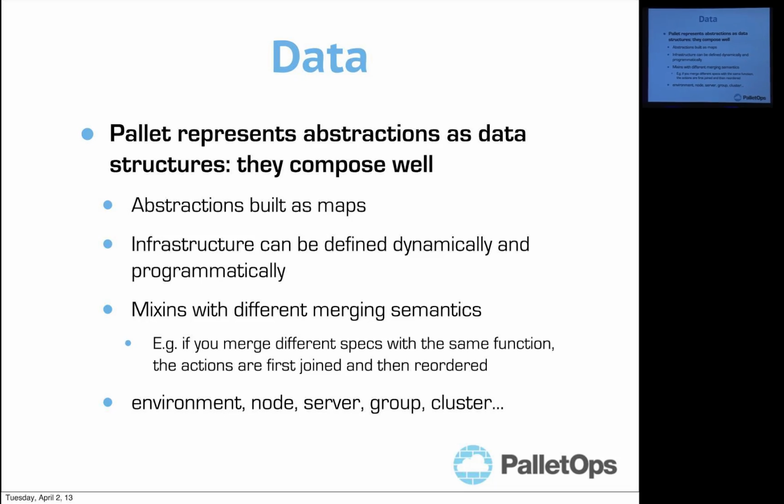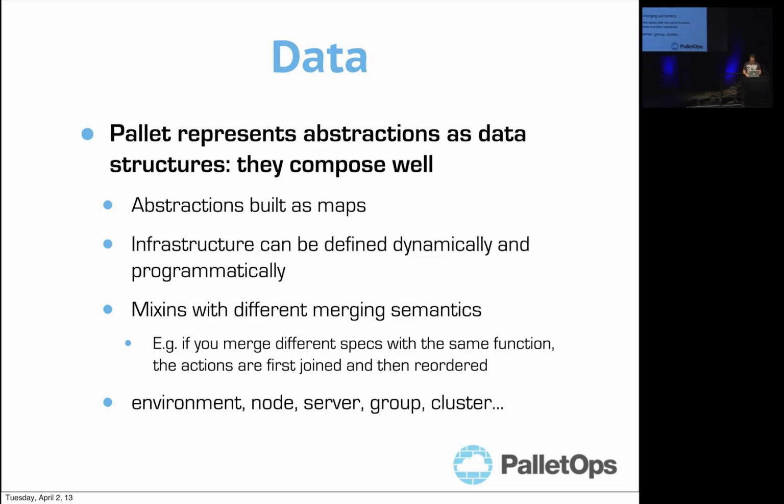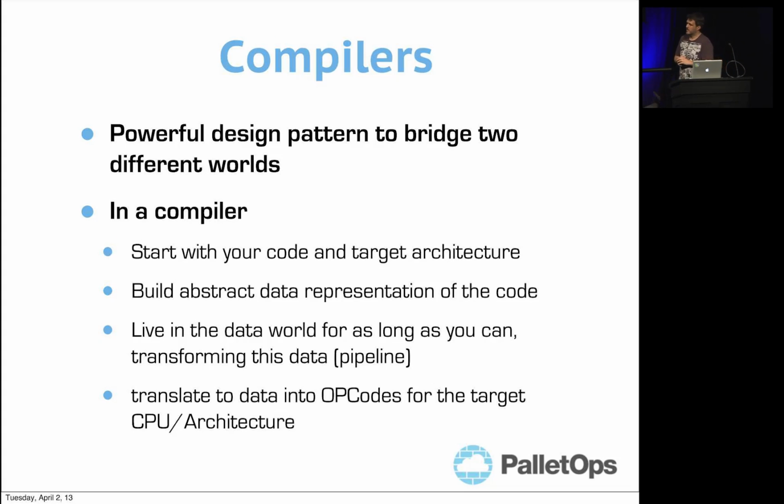I showed before how the abstractions in Palette are described as data. So the basic abstractions in Palette are maps, and we have a form of doing mixins that I'm not going to show. I want to talk a little bit about the compilers.